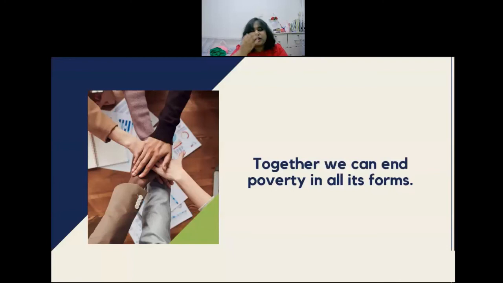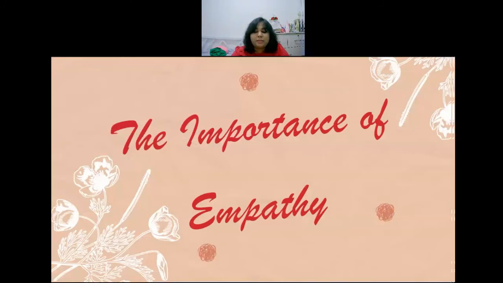cycle. So, in all, what I would want to say is that by being mindful and equipped with the information that was just provided, together we can definitely end poverty in all of its forms with good progress, actually. Hence, it's important to empathize. So, let's see what the importance of empathy is, because empathy is something important.